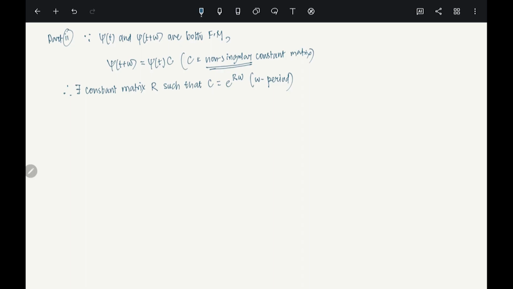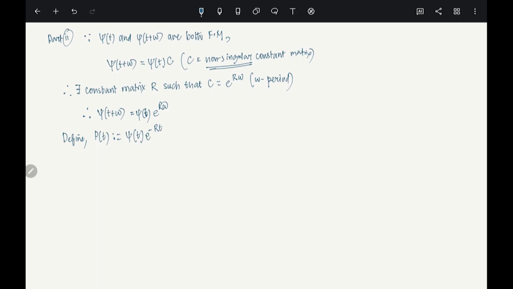Okay, right. So once this is true, what do we have? Phi of t plus w is nothing but phi of t times C. What is C? It is e power Rw. Is this okay? Now we define a new function, which is P of t. This is a matrix function, and it is defined like this: psi of t, the fundamental matrix, times e to the power minus rt. This is just a trick, nothing special here. We just want to put it in that form.